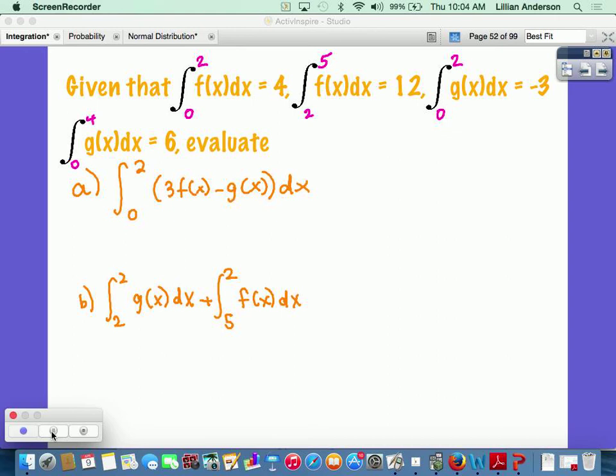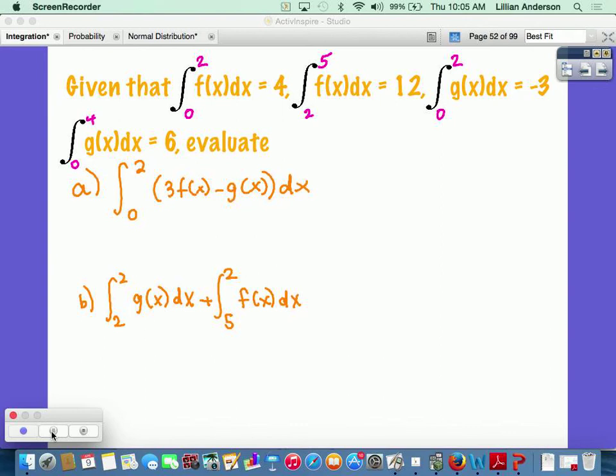Alright, so we're given that the integral from 0 to 2 of f of x equals 4, the integral from 2 to 5 of f of x equals 12, the integral from 0 to 2 of g of x equals negative 3, and from 0 to 4 of g of x equals 6. We have to evaluate these. So basically, a, b, and then c, d, and e are going to equal some particular number, okay?